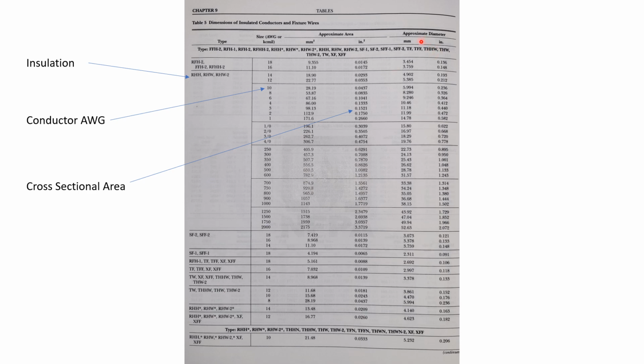Don't even worry about the approximate diameter. We don't need to know the diameter of the conductor or of the conductor with the insulation, because they give us the cross-sectional area. They do the math for us. So all we really need is this column right here. We read the insulation, we read the conductor size, and we get the cross-sectional area. These tables can be very complicated because they put a whole lot of stuff in here that you don't need.